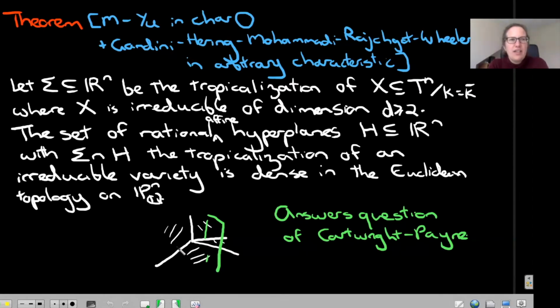And this is the idea that I can take, maybe I'll explain it first by waving at the picture. I can take a tropical variety, so this is a picture of a standard tropical plane in R3, and I can intersect it with a general hyperplane and expect to still get the tropicalization of an irreducible variety.